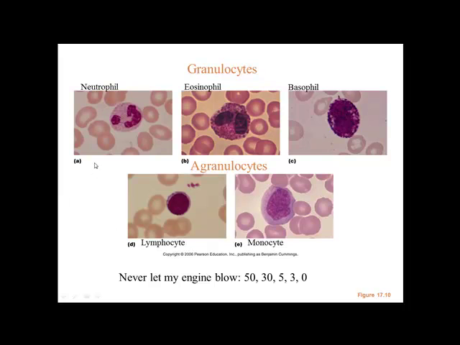The normal levels that you'll usually find them in is going to be lots and lots of neutrophils, and you can have a good amount of lymphocytes. After that, there's very few eosinophils, basophils, and monocytes. There's a mnemonic that I usually use to remember this. It's called Never Let My Engine Blow 50-30-5-3-0. N is in neutrophil, L is in lymphocyte, M is in monocyte, E is in eosinophil, and B is in basophils.